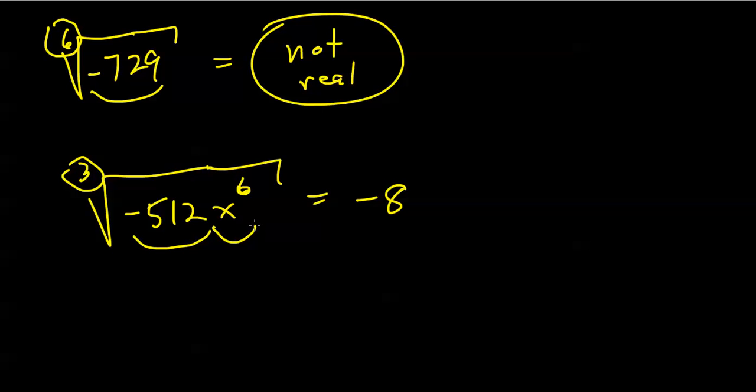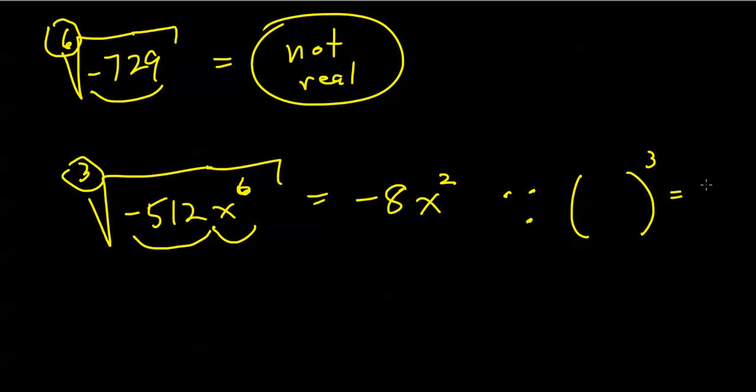And what's the third root of x to the 6th? Be careful about this. What value, what entity do I raise to the third power to get x to the 6th? I claim it's x squared. Again, you can check your answer. I claim the cube root, or third root, of minus 512 x to the 6th is minus 8x squared.